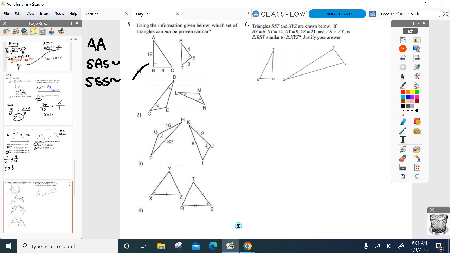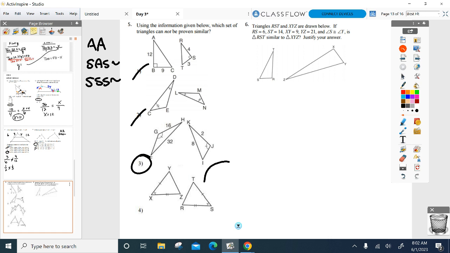How about 2? 2 similar or no? Yep, by angle. How about 3? Even if 2 over 16 and 8 over 32 are in the same ratio, the angles aren't even in between, right? So I don't even give it a shot. Why is number 4 similar? Side. And also, not only are these triangles similar, but they're also congruent by the regular side. So if 2 triangles are congruent, they're similar.